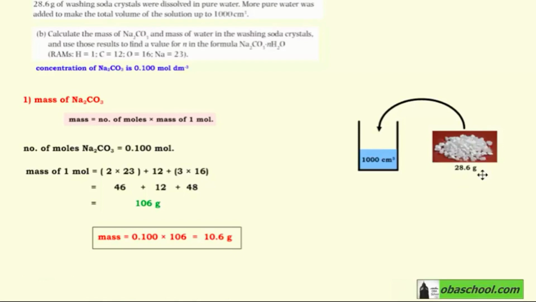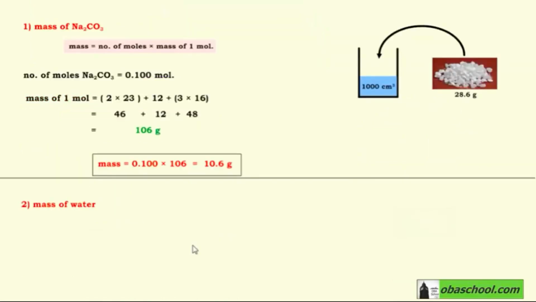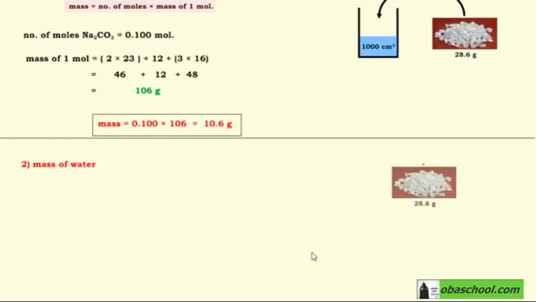So in this way, we found the mass of sodium carbonate. Next, we need to find the mass of water. So I have 28.6 grams of crystals. I already calculated that 10.6 grams of these crystals are sodium carbonate. The rest are water, since the 28.6 grams contains sodium carbonate and water. If I know that 10.6 grams of these are sodium carbonate, the mass left is for water.